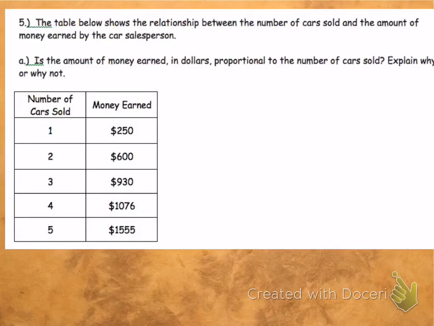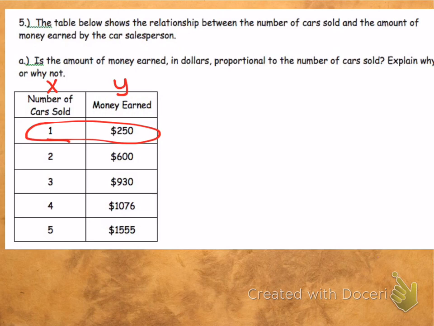So in example 5, the table below shows the relationship between the number of cars sold and the amount of money earned by the car salesperson. We want to know if the amount of money earned in dollars is proportional to the number of cars sold, and I'm going to explain why. If we were looking at an input-output table, then the number of cars sold would be X and the money earned would be Y. And our unit rate there is that you get $250 per car if it's a regular rate. Now, what you want to look at is, does that stay consistent?